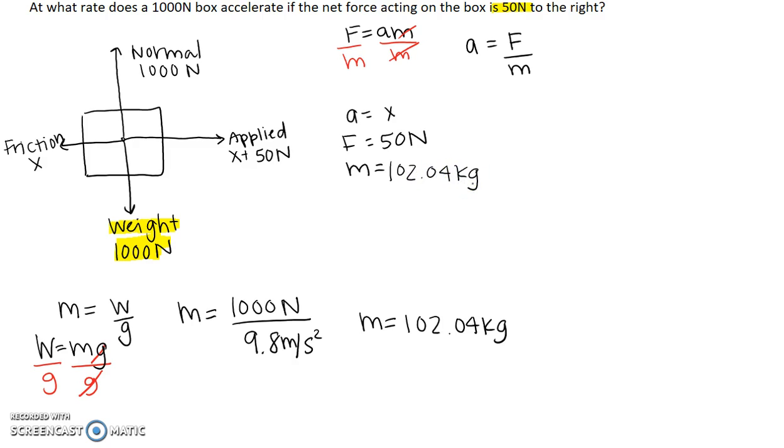Now I'm ready to solve for my acceleration. I'll solve for that over here in green so we don't get confused with what's what. So a is equal to 50 newtons divided by 102.04 kilograms. The acceleration of this box is equal to 0.49 meters per second squared.